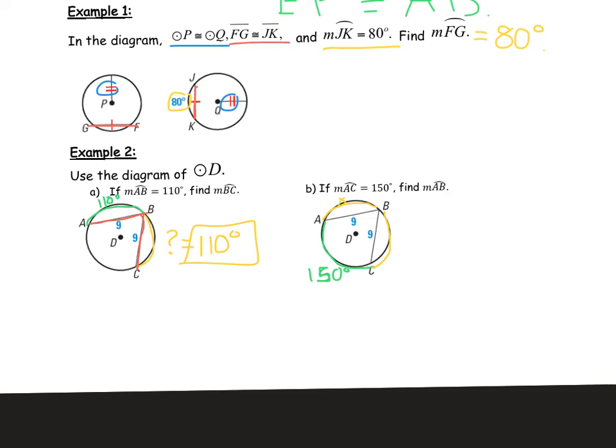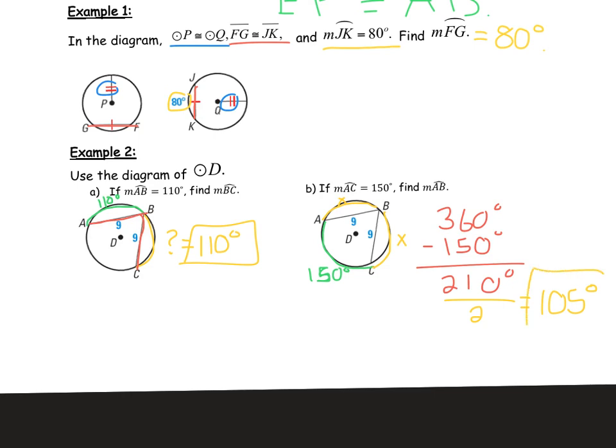So I'm trying to find this. I'm going to mark that X. Because I know that has to match BC, I'm also going to mark that X. Now hopefully we remember that an entire circle is 360 degrees. So I'm going to subtract out the one piece I do know, which is arc AC. So I know that the rest of the circle is 210 degrees. The rest of the circle is evenly split between arc AB and arc BC because we know they have to be congruent. So I'm going to divide that by 2, which means arc AB and arc BC are each going to be 105 degrees.